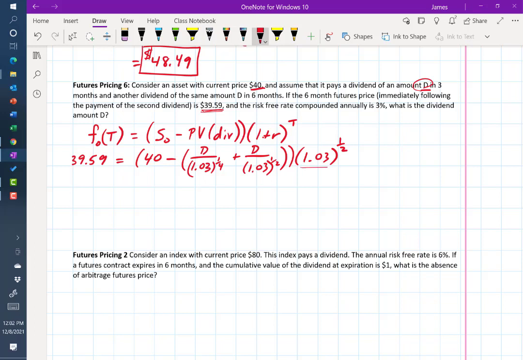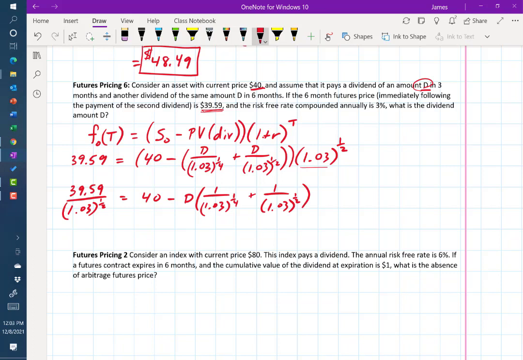So I'm going to move this to the other side, and I'm going to factor out a D. So I'm going to go through the solving here. Hopefully I have enough room. So I divided it here by 1.03 to the 1/2, and that's going to equal 40 minus D, and then I just factored out the D: 1.03 to the 1/4 plus 1 over 1.03 to the 1/2. That's what I have right there.